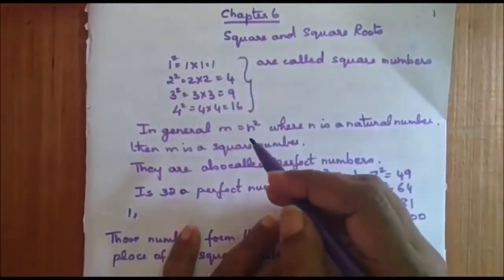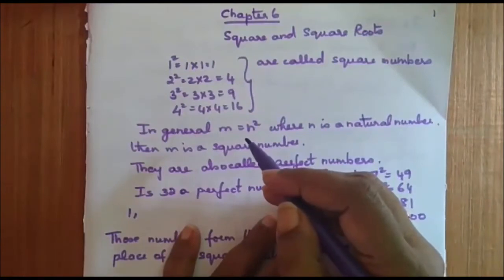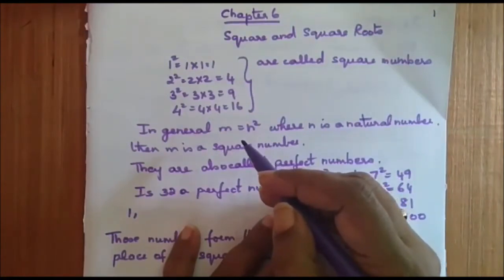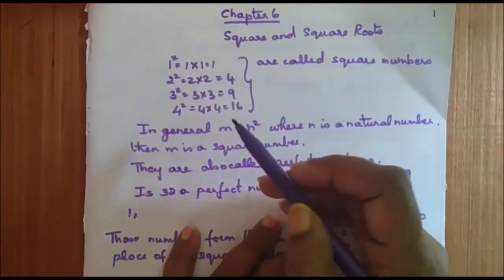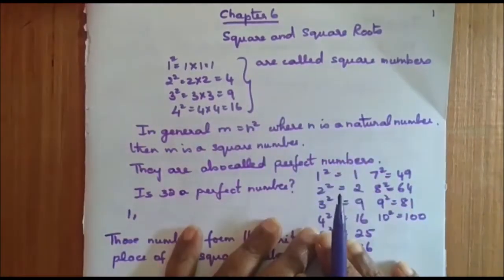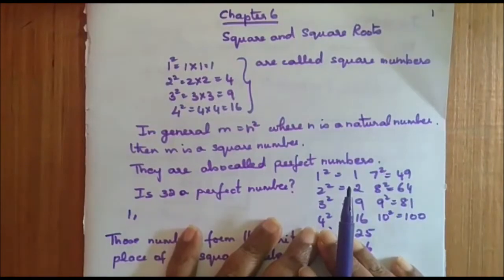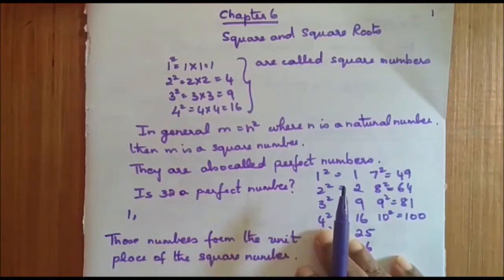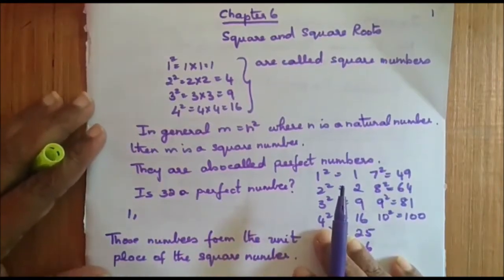When we multiply a number by itself, the answer that we get is called a square number. I hope you got it. 3 into 3 is equal to 9. 4 into 4 is equal to 16. Therefore, 4 squared is equal to 16. So, these are called square numbers. I hope you understood that.